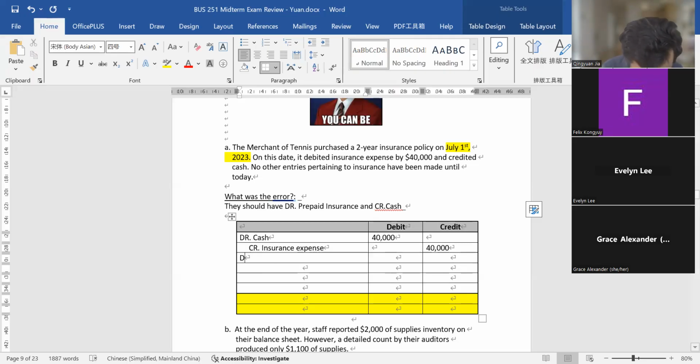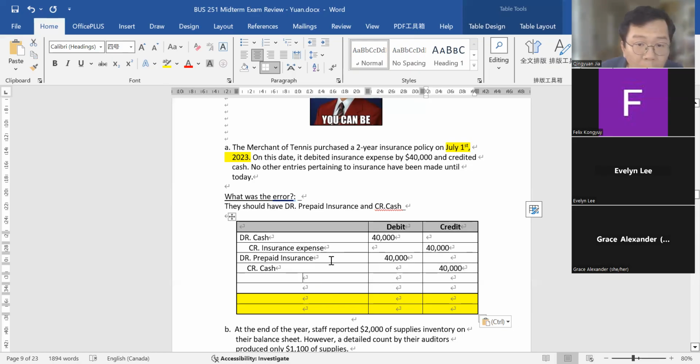And here, the debit prepaid insurance. Credit. Put 40,000 here and 40,000 here. Okay, so by doing this second journal entry, we're doing the right entry.